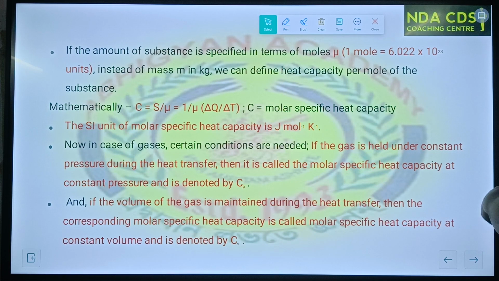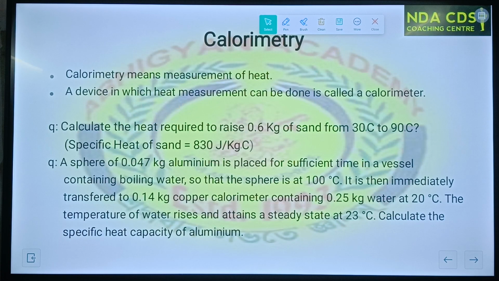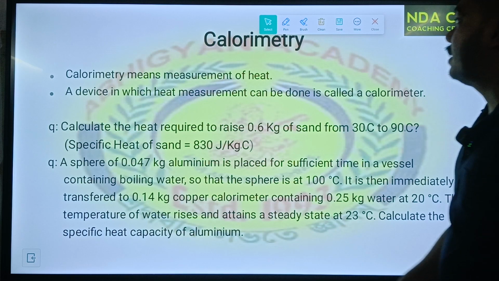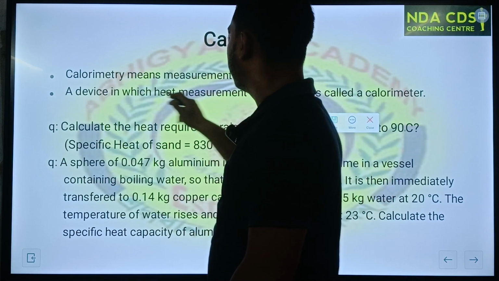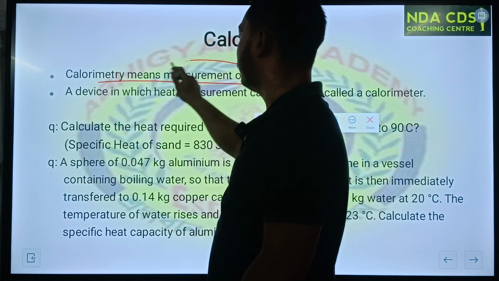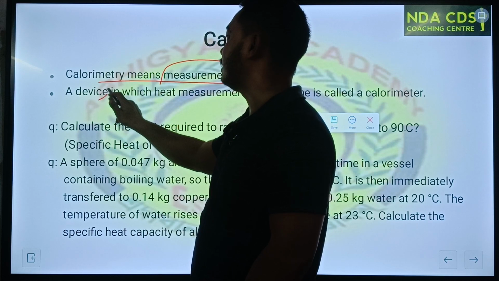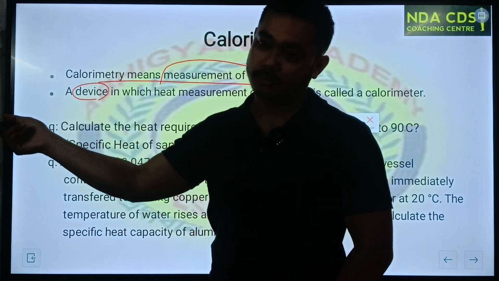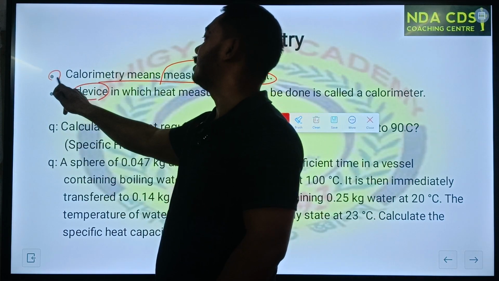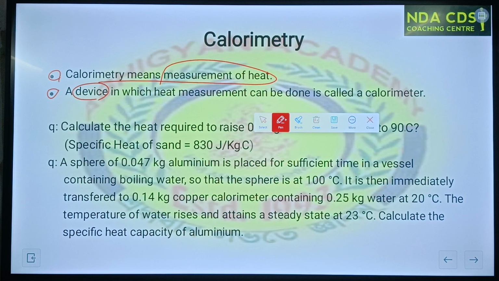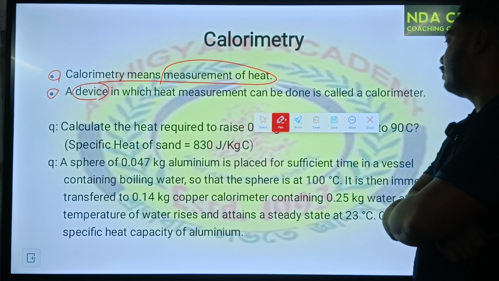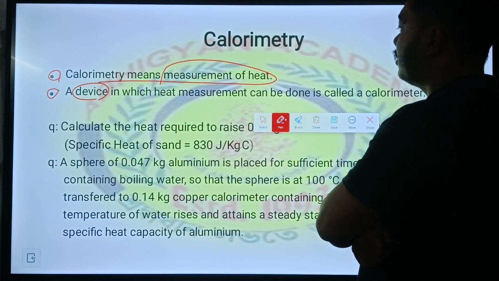Fine. Calorimetry is basically not something you need to know much about. Calorimetry means measurement of heat. A calorimeter is the device through which you can measure heat. That was all you needed to know. I haven't found any equations, and also I haven't found any questions related specifically to calorimetry.